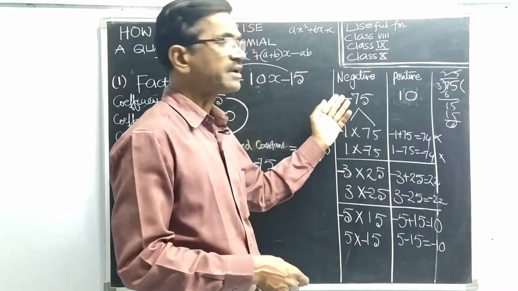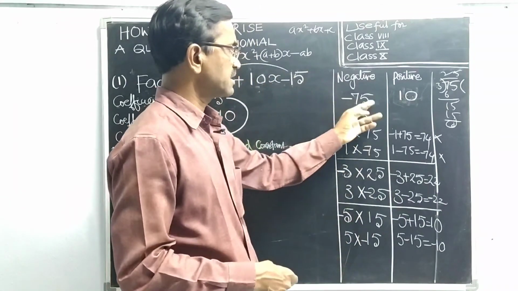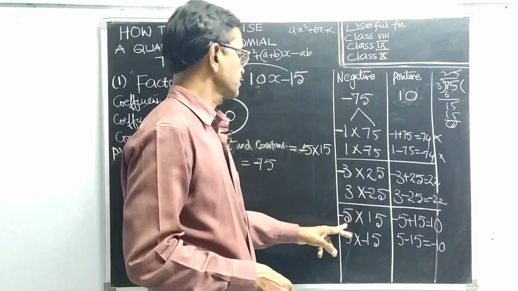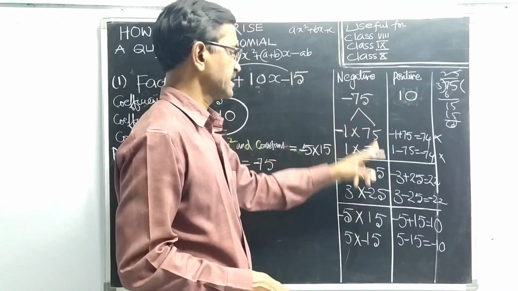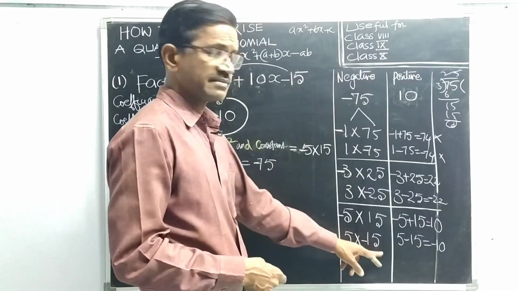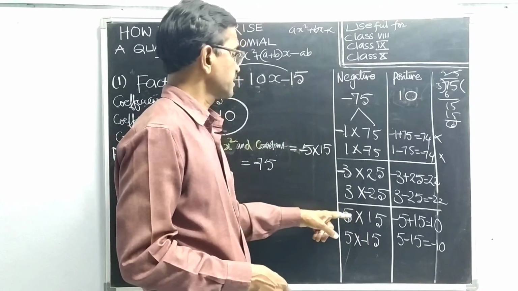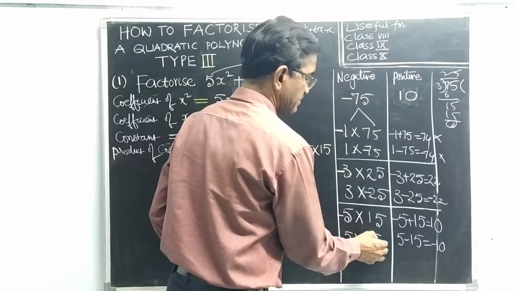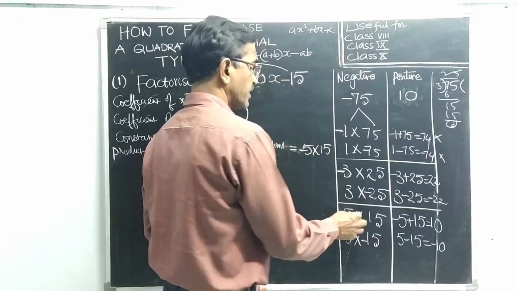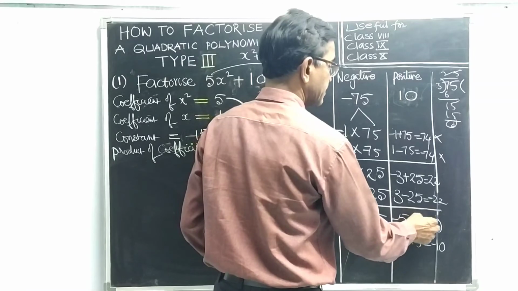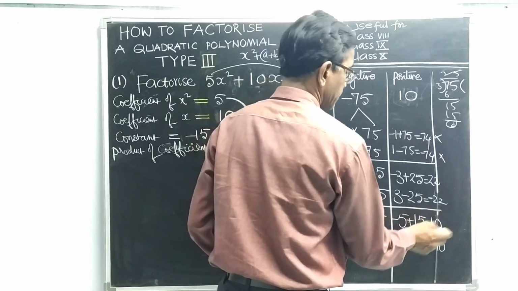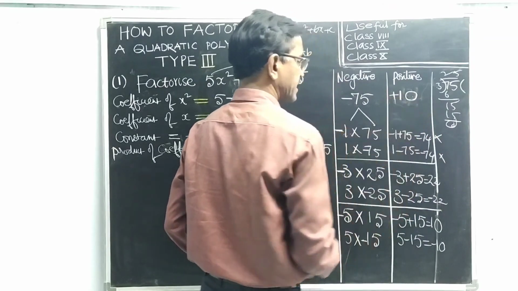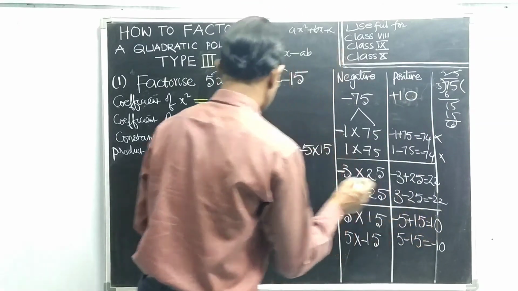So take the 4 table. The 4 table also does not divide this minus 75. Then take the 5 table. 5 1s are 5, 5 5s are 25. Write 2 times and keep the minus symbol to the 5 in the first pair and the minus symbol to 15 in the second pair. Now add these two. Minus 5 plus 15 is equal to 10. 5 minus 15 is minus 10. So positive 10 is there, so we have to select these two numbers.